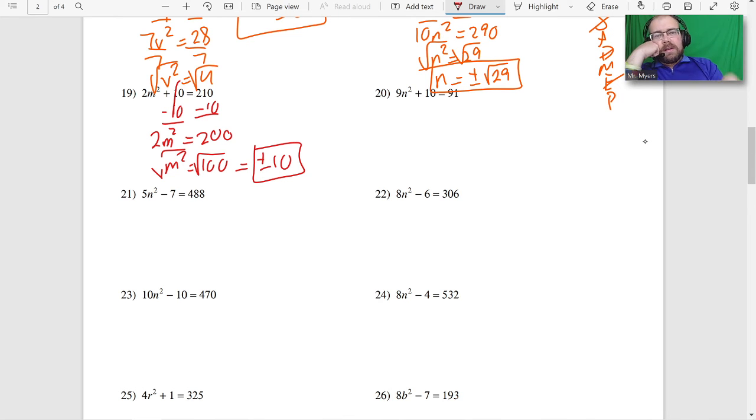All right. And we do it again. So, minus 10. If we're going to subtract 10, we get 81. Then we divide by 9. Then we take the square root.